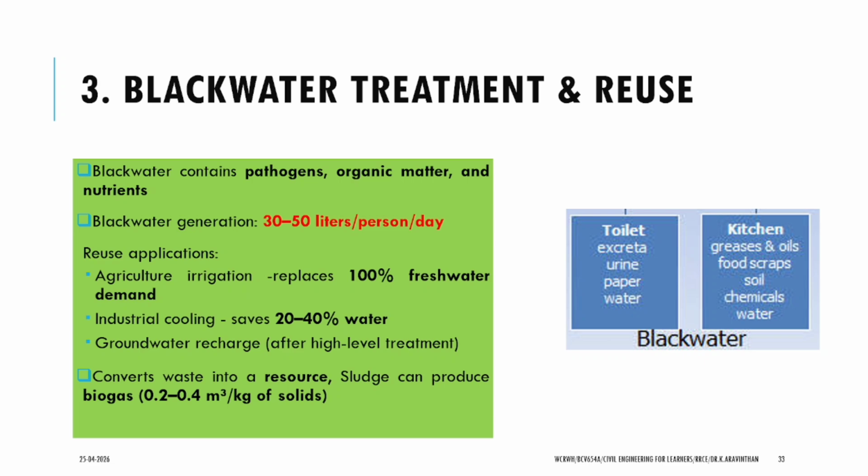Whatever waste we get from the black water is called sludge. If you store the sludge in a closed container, it can be generated as biogas. 0.2 to 0.4 cubic meters of biogas can be collected per kg of the sludge.